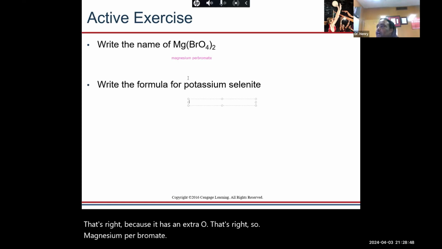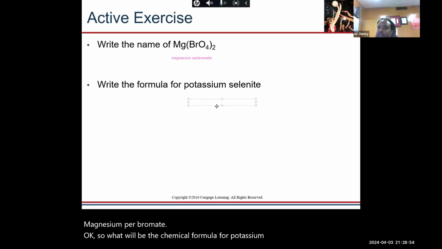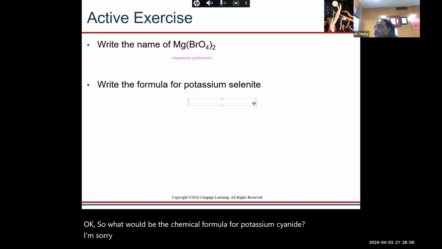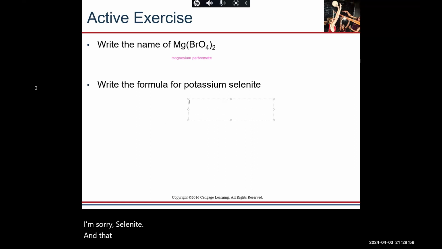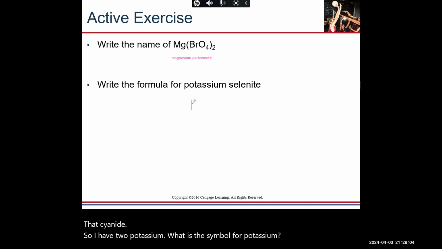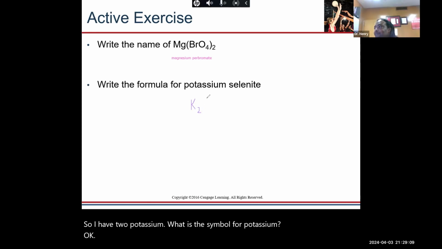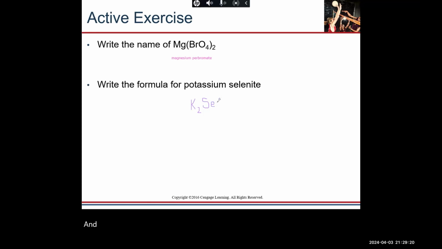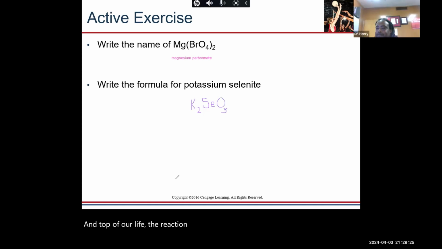Okay, so what would be the chemical formula for potassium cyanide? I'm sorry, selenite. Two potassium. So I have 2 potassium. What is the symbol for potassium? Okay. Selenium. And to top it all off, 3 oxygen.